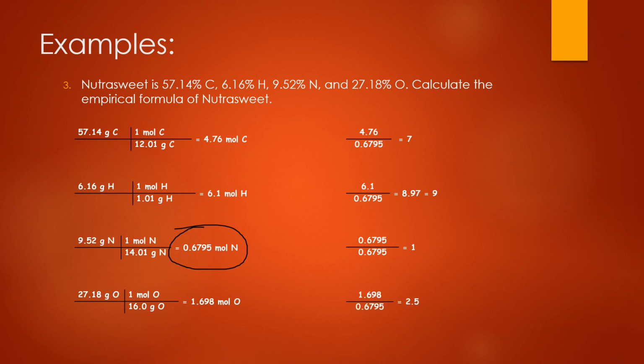And the last one I did was oxygen. And again, notice here that I ended up with 2.5. Because I end up with 0.5, I've got to multiply everything by 2. So I'm going to take my 7, multiply it by 2, I get 14. My 9 times 2, I get 18. 1 times 2, I get 2. And 2.5 times 2, and I get 5.